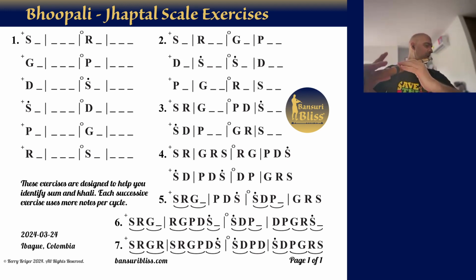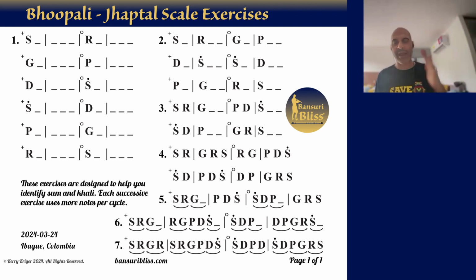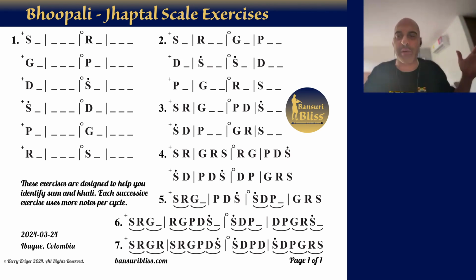One and two and one and two and three and one and two and one and two and three and hey, cool little Allen card just made up in Jhaptal in Bhoopali. Sa da pa ga, re sa twice. Right? Then it'll fit in a cycle because we're going at double speed.